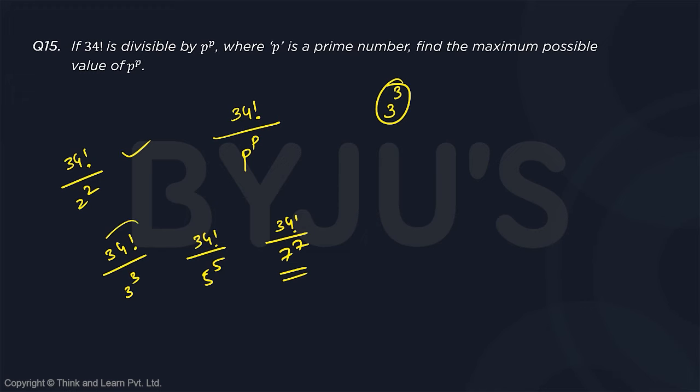So, let me take 34 factorial by 3 power 3. How many 3s are there? They are definitely there. You need three 3s, right? So 34 when divided by 3, you will have 13. So there are 13 3s, more than enough.